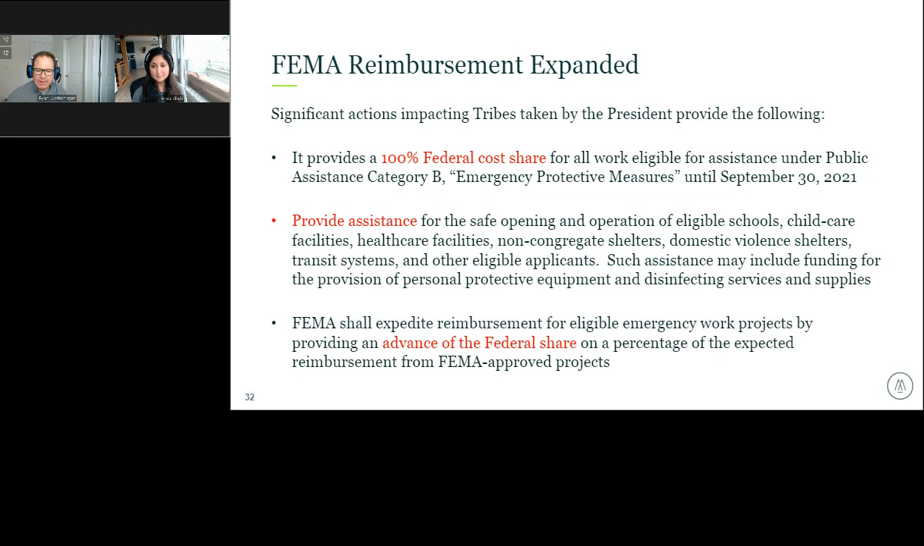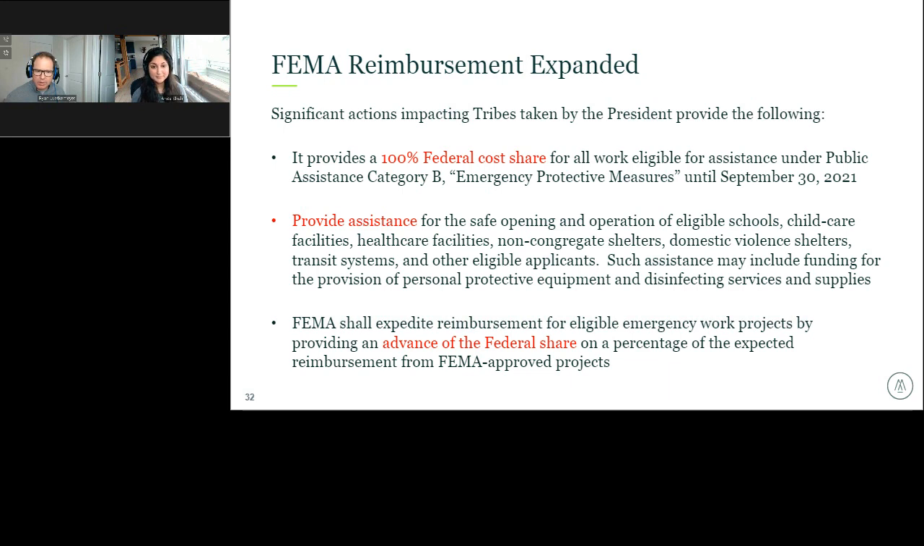And then finally, at the end here, FEMA will be providing advances of the federal share on a percentage of the expected reimbursement from FEMA-approved projects. That's good to see. Just whatever the federal government could do to expedite the money that goes in. I know previously there's been FEMA provided in advance, but it looks like they're going to tackle that and make that a little bit easier from an administrative perspective. So good to see that.